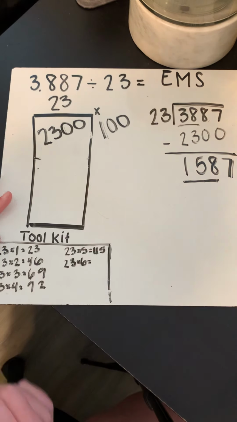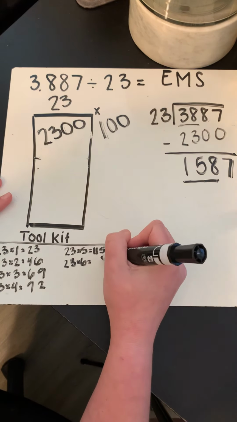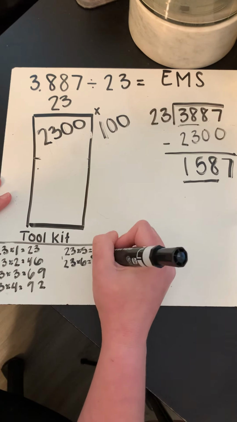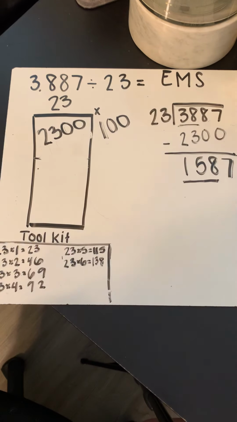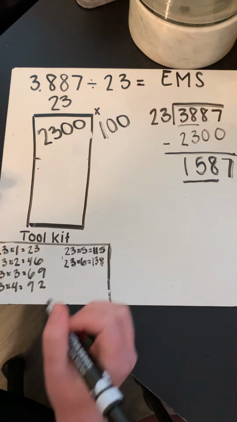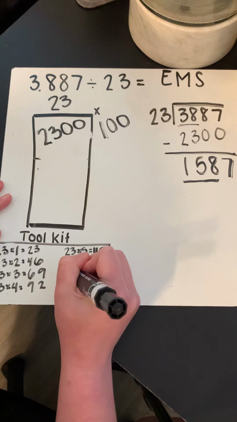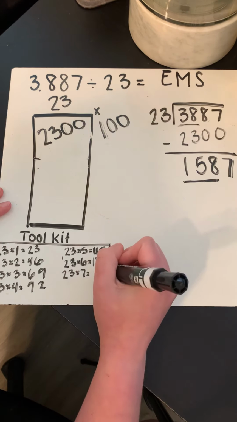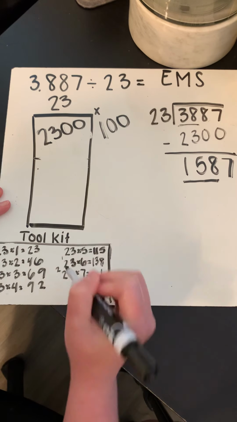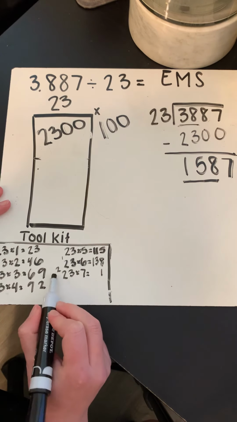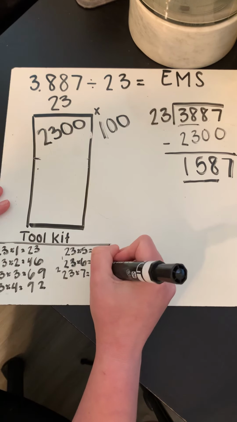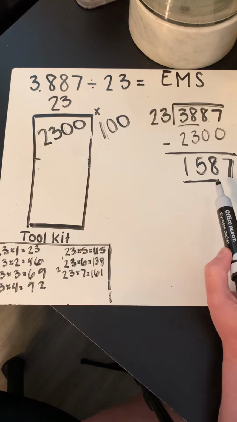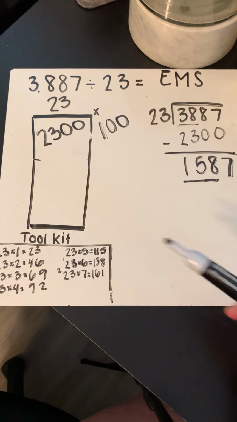And I'm sorry, I don't have a thinner marker. So 6 times 3 is 18. Carry the 1. 6 times 2, 12. Okay, we're at 138. That's pretty close. Just to see, let's try 23 times 7. 7 times 3 is 21. 7 times 2 is 14, 15, 16. That is too big. So if we're estimating 23 times what gets us close to 158, it would be 23 times 6.